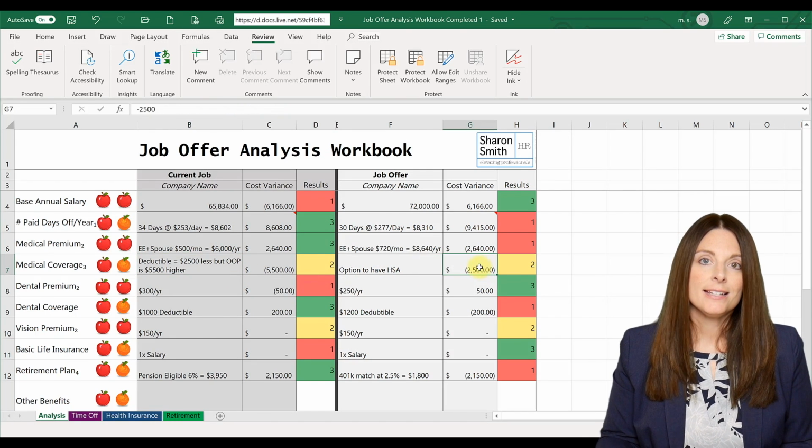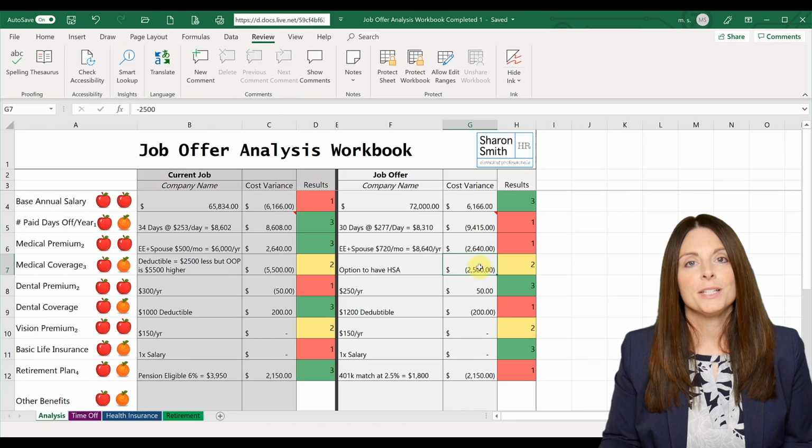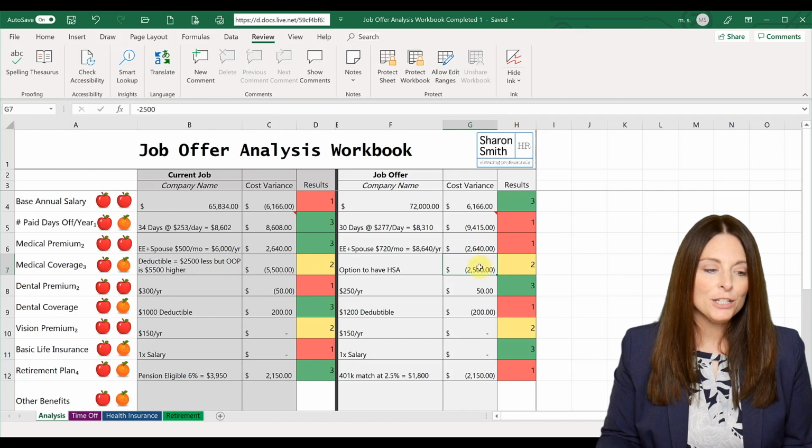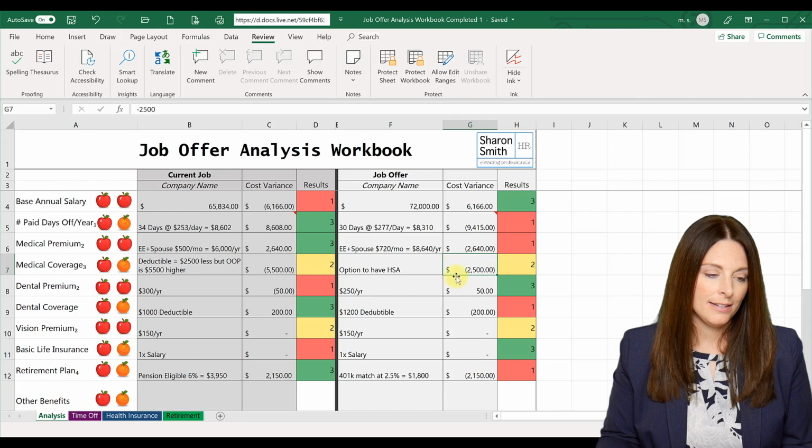However, this plan, since it's a high deductible health plan, I know I'm going to be spending a lot on all of my costs up to my deductible. So I included that as my variance in that area.